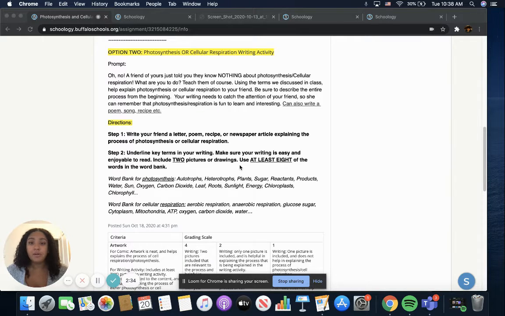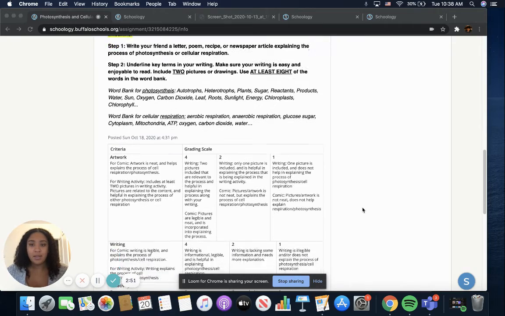And for this one, you're going to use at least 8 of the words in the word bank since it's a writing activity. So if you were doing photosynthesis, you would choose 8 in this word bank, or for cellular respiration, you would choose in this word bank.